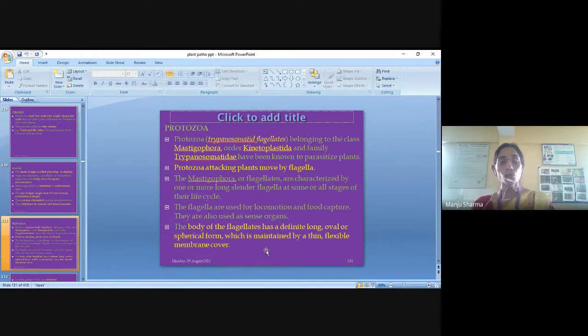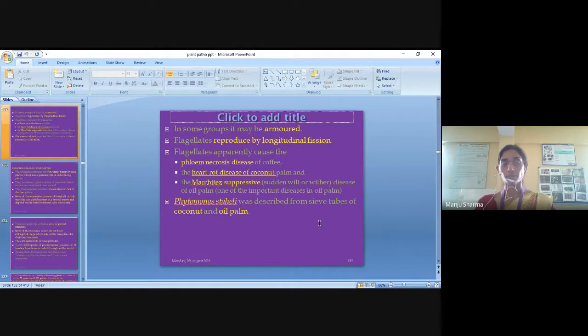So the flagella are used for locomotion and food capture, and they are also used as sense organs. The body of flagellates has a definite long oval or spherical form, which is maintained by a thin flexible membrane cover. In some groups, it may be armored. Flagellates reproduce by longitudinal fission.